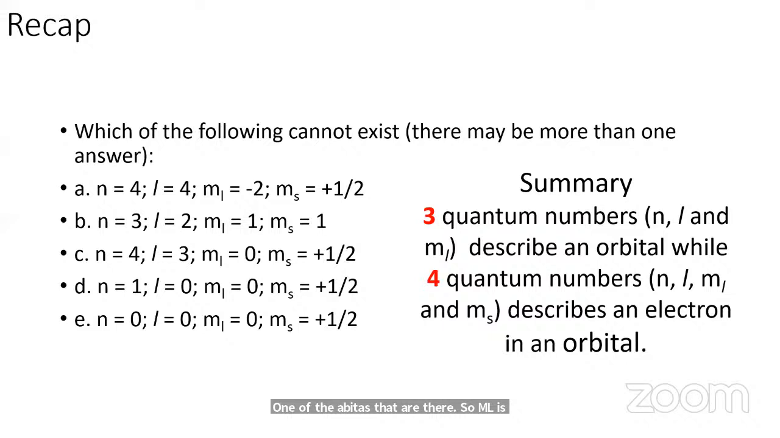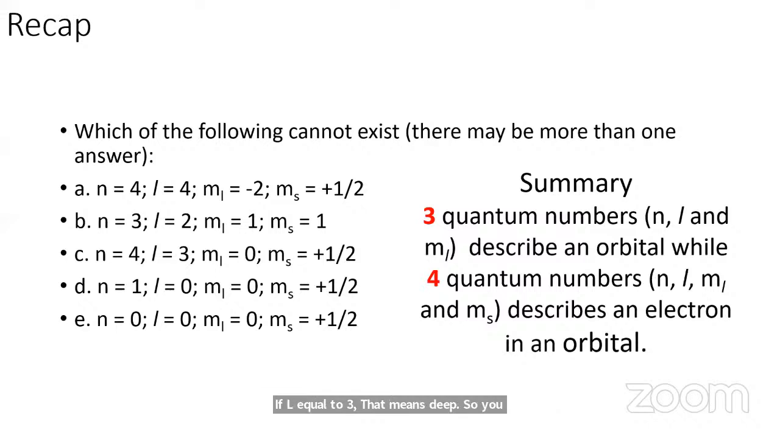It is correct. Remember that for that 3, you still have the whole of -3 to +3. Now for G, N is equal to 1, L is equal to 0. Here you're actually saying that you have 1s. So number C is telling you that you have 4D because your N is equal to 4. That is your energy level. If L equals 3, that means D.